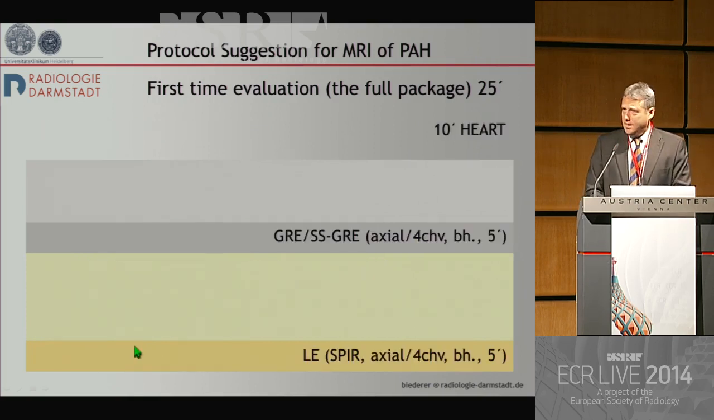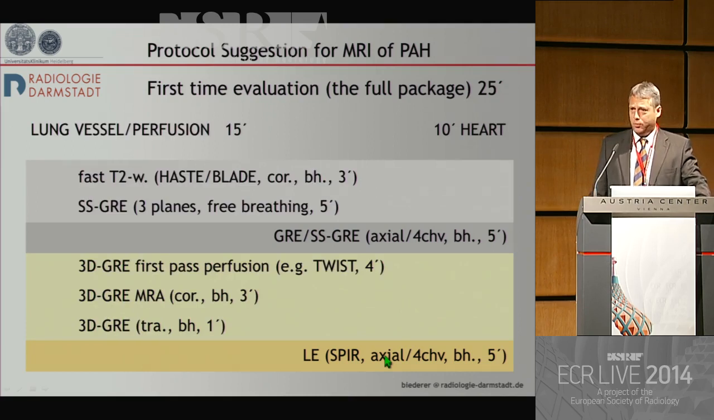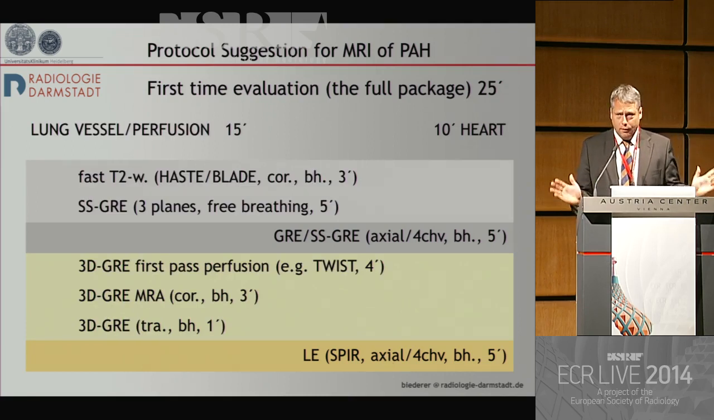On the heart side, I can say we can be very rude and reduce it to these two parts. We can use steady-state gradient echo imaging in axials and 4-chamber views, in breath hold, ECG triggered, which should not take much more than 5 minutes. And of course, after we have done all the lung stuff, we can have a second look at the heart doing the late enhancements, not losing any time. So the full package would be 25 minutes for evaluation of unclear patients.